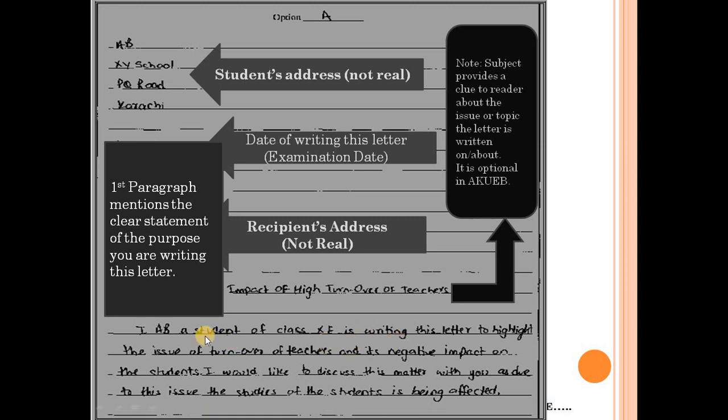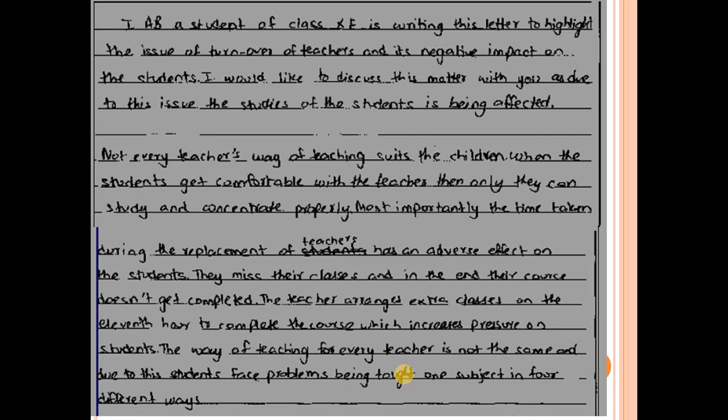He has already mentioned it, or she has already mentioned, AB has already mentioned this, that this student is writing this letter to highlight the issue of turnover of teachers and its negative impact on the student. I would like to discuss this matter with you, as due to this issue the studies of the students are being affected. See again the clarification, the same first paragraph that we discussed in the previous slide. This is the second paragraph.